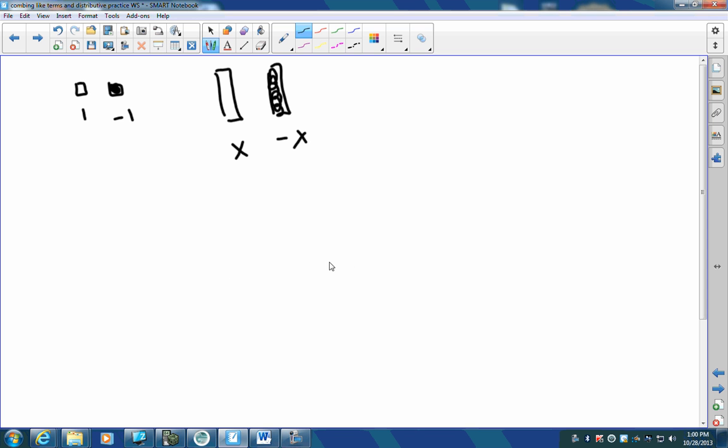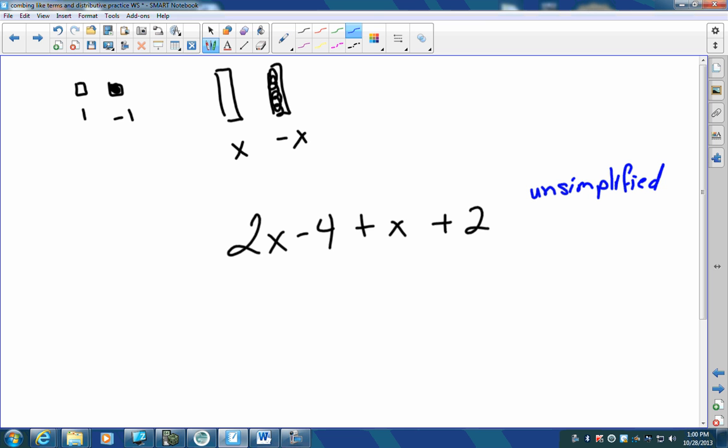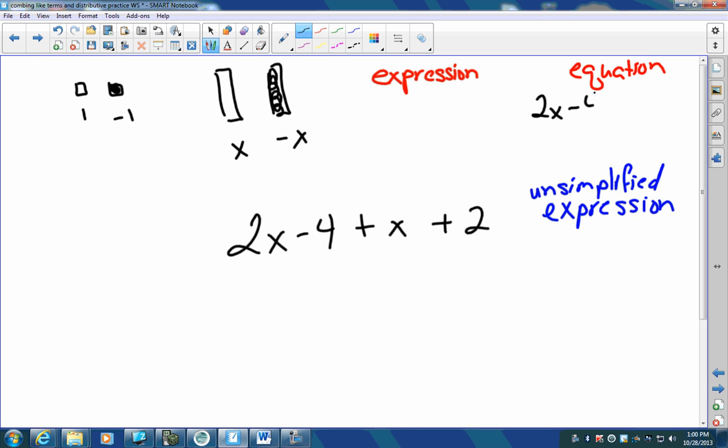So when they give us problems, for example, and it says 2x minus 4 plus x plus 2, this is an unsimplified expression. Now, the difference between an expression and an equation. An expression does not have an equal sign in there. An equation does. So, for example, an equation could be 2x minus 4 plus x plus 2 equals 10. When I have it equal to something, that's an equation. The expression part of it is just the 2x minus 4 plus x plus 2.